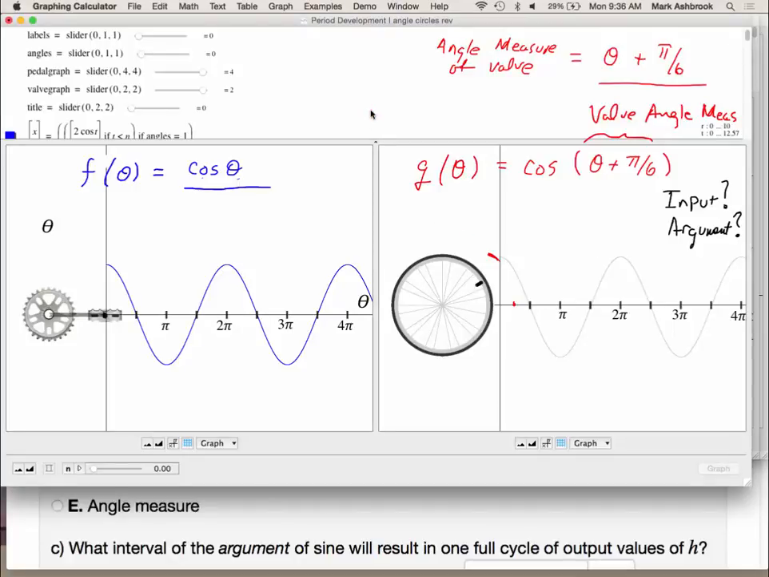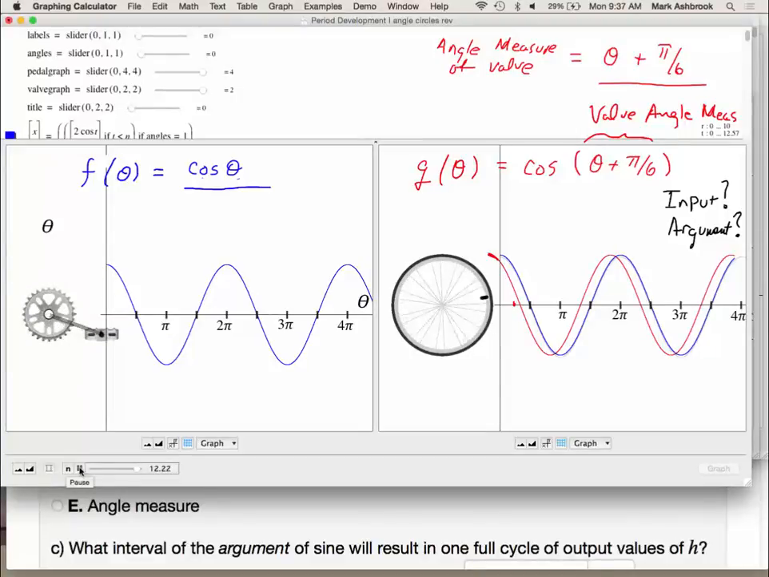And so if that angle measure of the argument is ahead of the input angle, does that shift the graph to the left or to the right? It's going to shift it to the left. Being ahead means it comes first. If it's ahead, it comes first. Its cycle is starting and transpiring ahead of or before the actual input angle. So this is going to shift the graph pi over 6 left, so that it's ahead. That angle measure is ahead, and it's doing its cycles before the pedal by pi over 6.